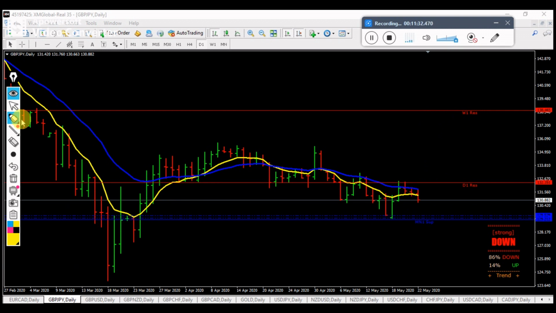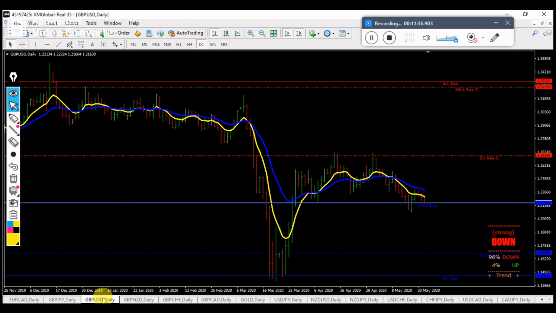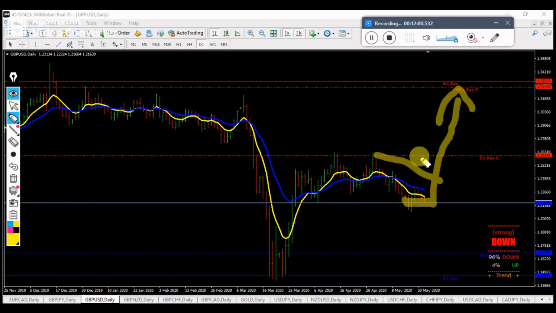Let's move to our next pair, which is GBP USD. I'm expecting all GBP pairs to go up, but right now GBP USD is in between, so it came to one of my key support levels as well. So I'm expecting GBP USD to go up at least to the 1.26 level. If it breaks that, the next target of GBP USD is 1.32. But guys, that's not gonna happen in one day.